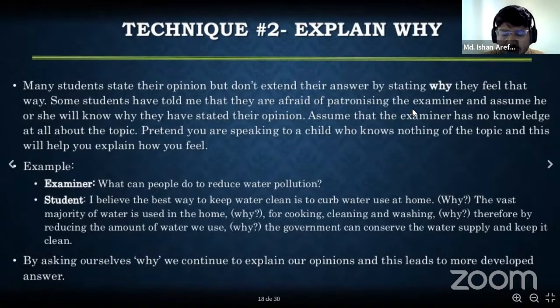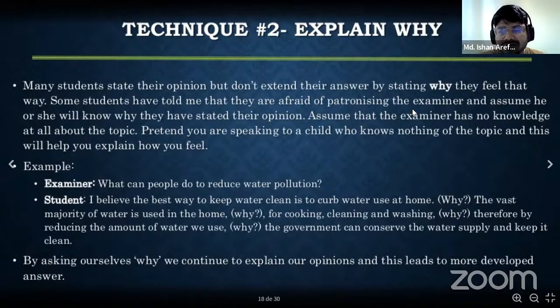Now you have to explain why you are thinking like that. You have to give reasons for your answer. So you can broaden your answer in IELTS Speaking Test Task 3 by giving reasons for your answer. So do not forget that. Why you are thinking this way. You can say that the vast majority of water is used in the home for cooking, for cleaning and washing. Therefore, by reducing the amount of water we use at home, the government can conserve the water supply and keep it clean. So you are giving an explanation for your answer here.